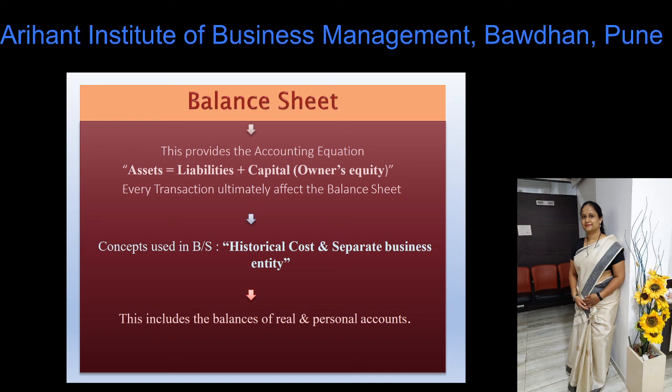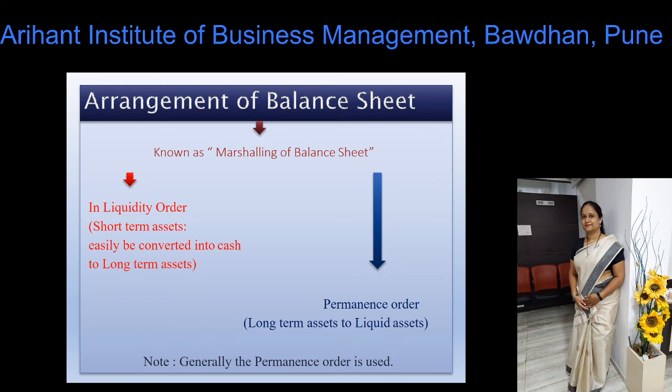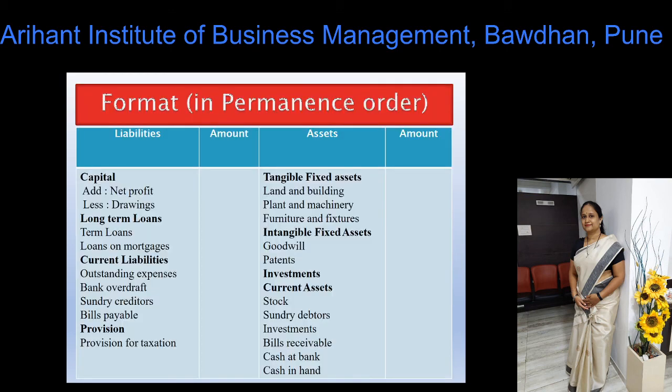Every transaction ultimately affects the balance sheet. The concepts used in the balance sheet are historical cost and separate business entity. This includes the balances of real and personal accounts. This is the format. Now you can see there is no debit or credit side mentioned. There is a liability side on the left hand side and assets on the right hand side.